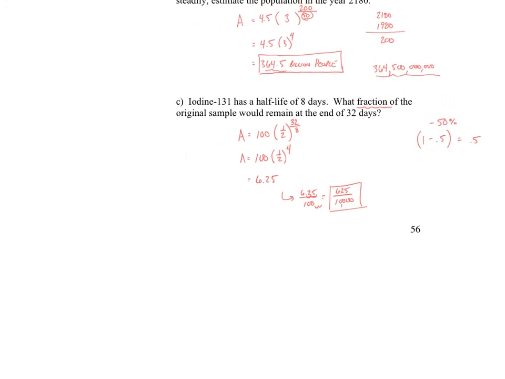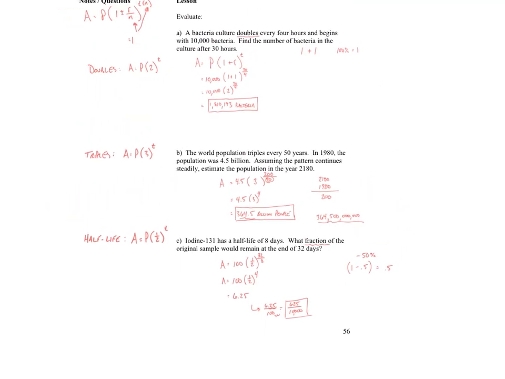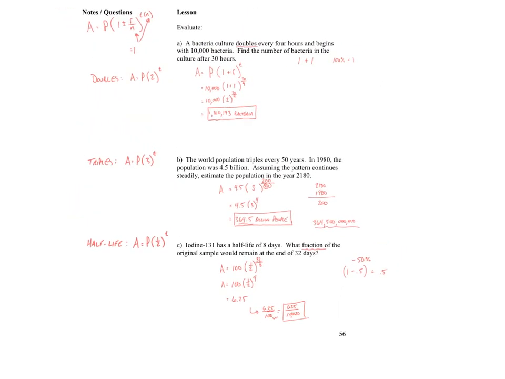All right? So the lesson to be learned here is that if we're talking about a half-life, that's going to be this formula with a 1/2 inside the parentheses. The key to these problems is just reading and identifying the key word that's telling you what to put inside the parentheses, because the rate is changing what's inside the parentheses. If you see the word doubles, you can put a 2 in there. If you see the word triples, put a 3 in there. Half-life, put a 1/2 in there.